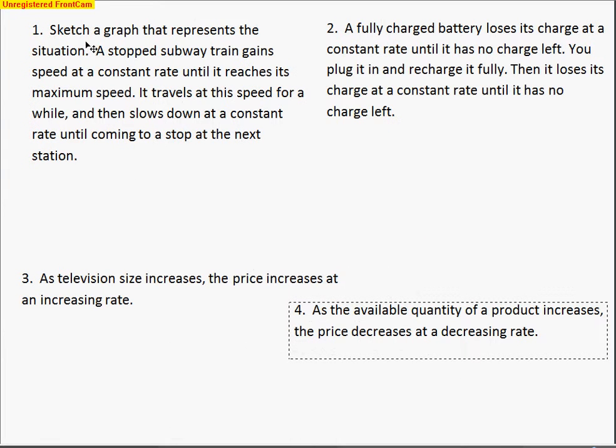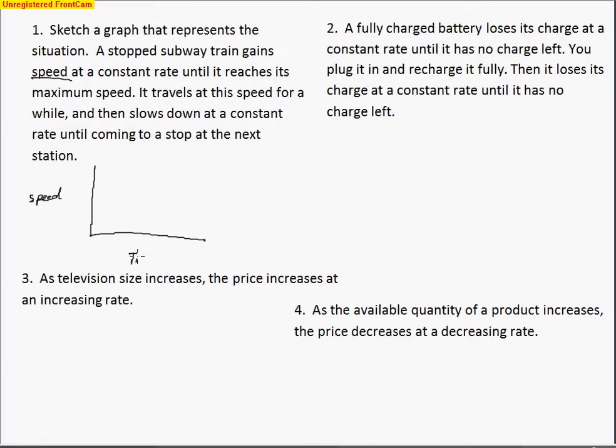So we are reading the problems and trying to draw the graph. And so let's take a look at the first one here. Sketch the graph that represents the situation. A stopped subway train gains speed. Okay, so we're talking about speed. So we're going to sketch our coordinate plane, just the x and the y axes. We're going to call speed the y axis. And since we're dealing with speed, we'll go with time as the x axis.